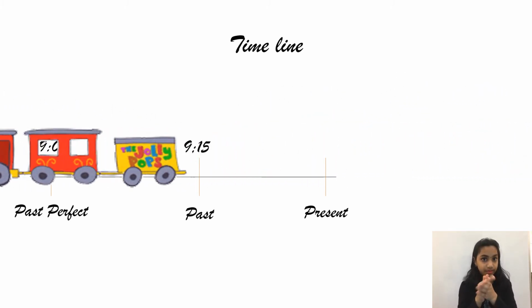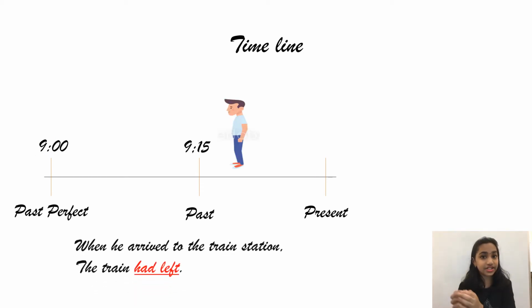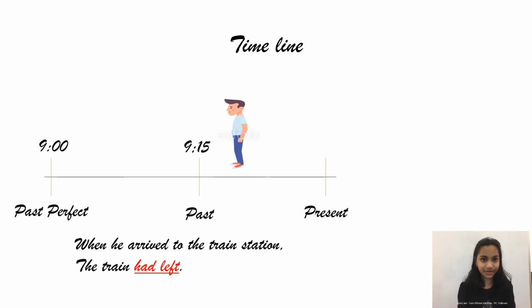The example is: when he arrived at the train station, the train had left. For this one, I'll be using two tenses to make past perfect. That sounds a bit different from the other tenses, right? Those two tenses together make the past perfect. The thing is, when he arrived at the train station, that happened second. What happened first? Yes, the train had left.